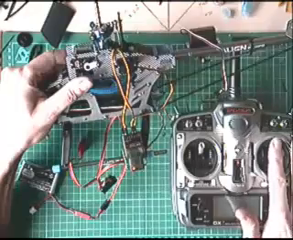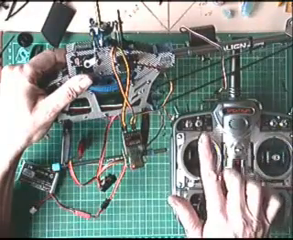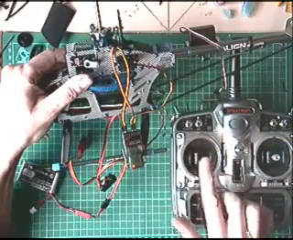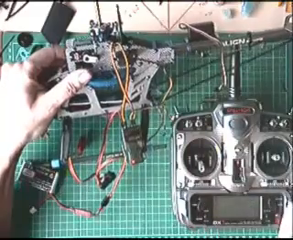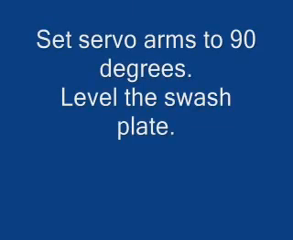Yep, so the direction's correct. All the servos operate in the correct directions. Throttle's moving the swash plate up and down, correct. There we go, so that's that.